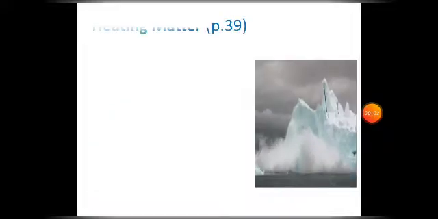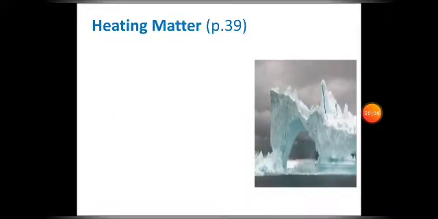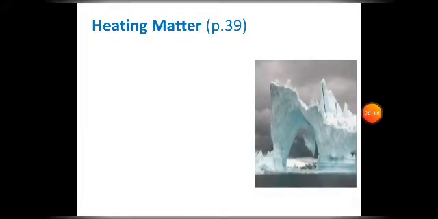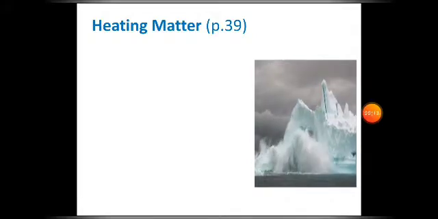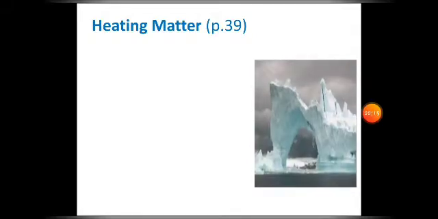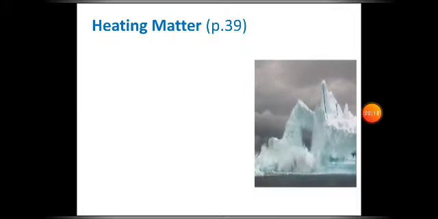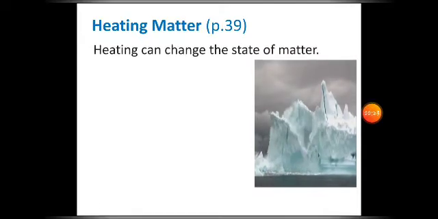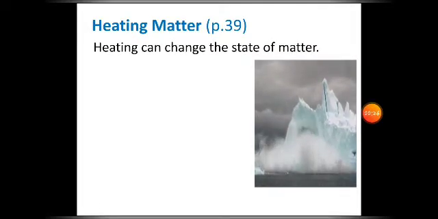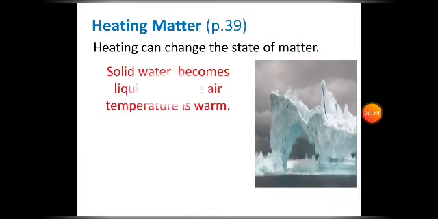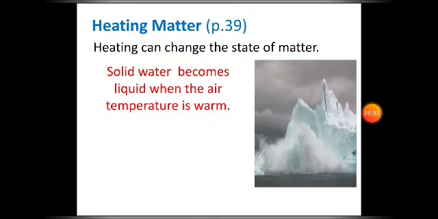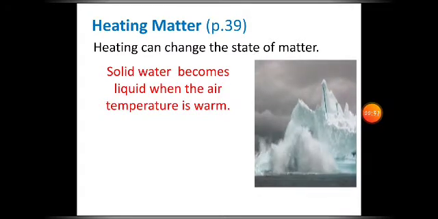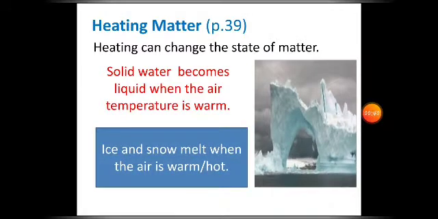Go now to page 39. We are already with heating matter. Do you observe what's happening in the picture? Yes, this is the melting of the ice. And what do you think is the reason for this? Yes, it's the heat coming from the sun. When the sun heats the air, it will result in melting. Therefore, we can say that heating can change the state of matter. Just like in this picture, the solid form of water, which we call ice or snow, becomes liquid when the air temperature is warm. Did you get it? Very good.